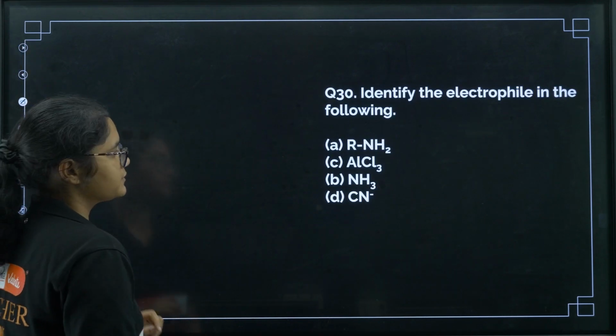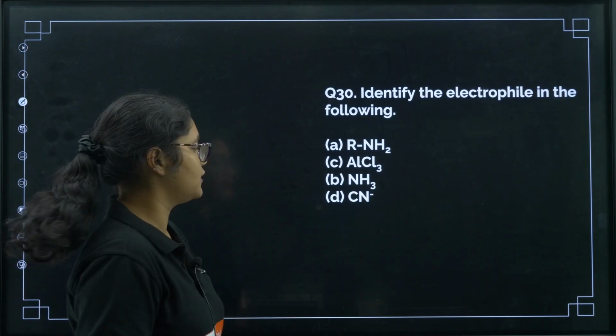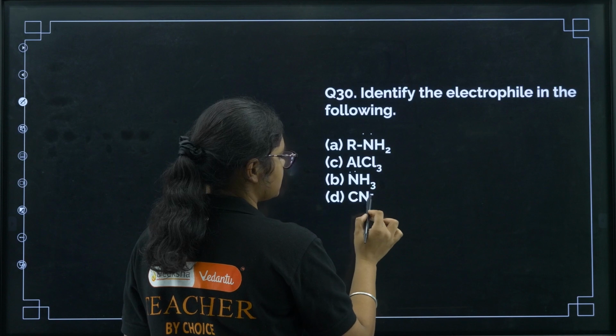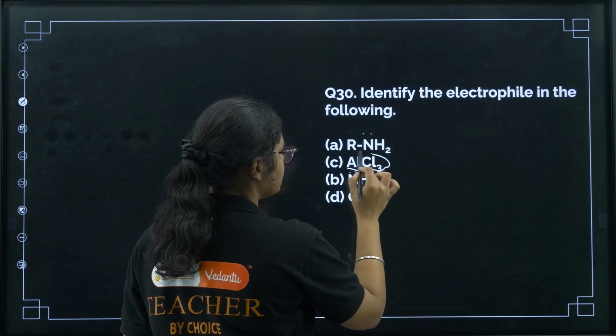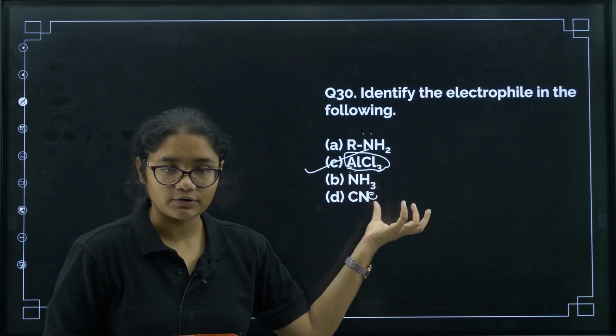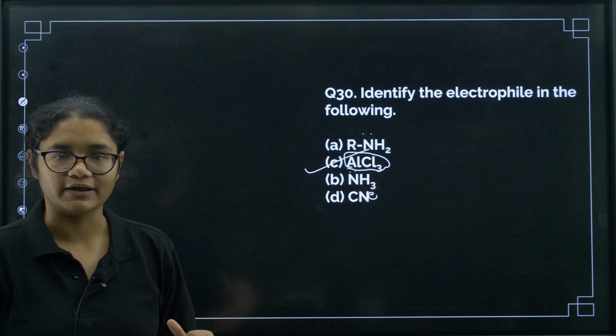Next we have question number 30. Identify the electrophile in the following. So here you see a lone pair is there, so it is a nucleophile. Here a lone pair is there, here a negative charge is there. AlCl3 is electron deficient, so that is the one which is electron deficient and we call it an electrophile. Okay.